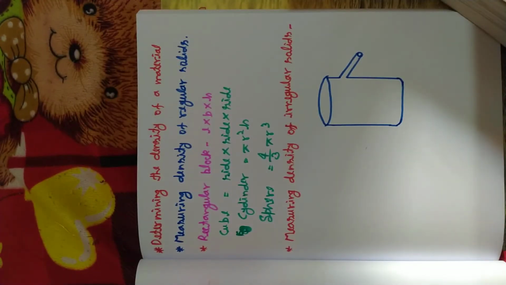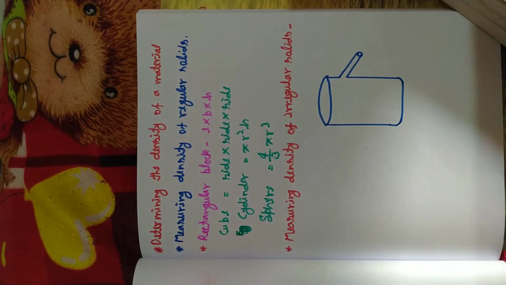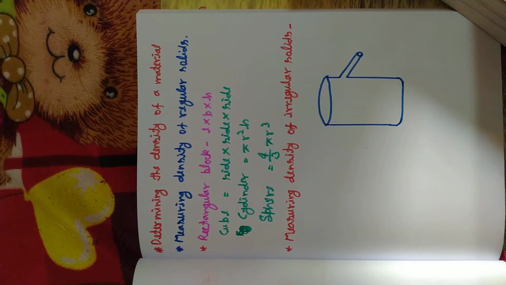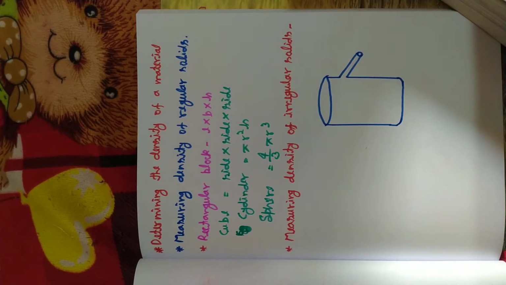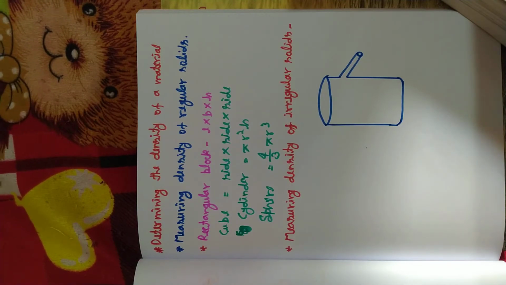Hello students, today we will discuss the various methods for determining the density of a material. In the previous video we discussed physical quantities, and that physical quantities are of two types: number first, fundamental quantities, and number second, derived quantities.